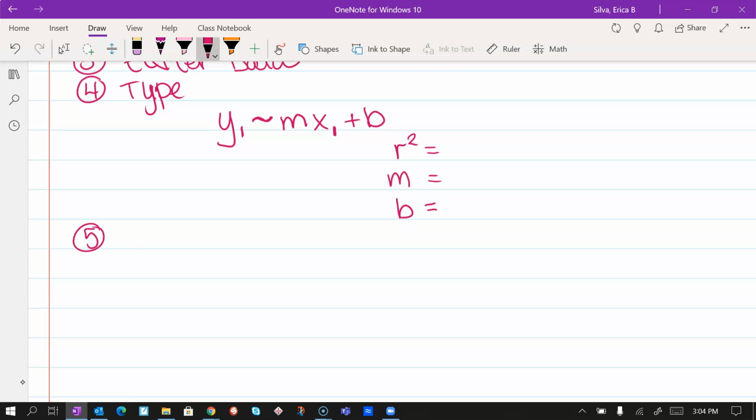Then we're going to type. So let's put linear for this one. I don't want to confuse you guys when you do your notes. Put it down here. This is for linear.